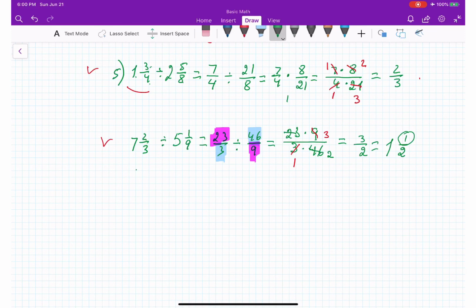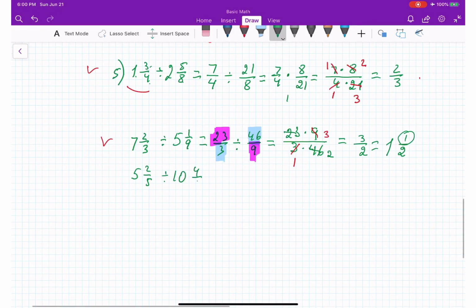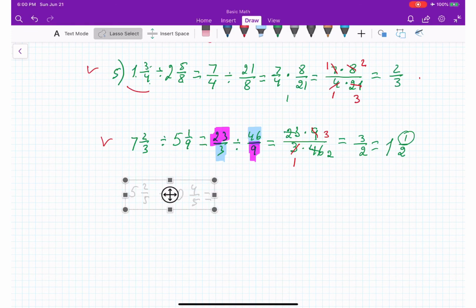Okay? So, and let me do the last one. 5 and 2 over 5 divided by 10 and 4 over 5. Okay, and this one I am doing with the method of, let me see. Okay, flipping. I'll do flipping this time because I did flipping and then cross multiplication. I do another flipping. Okay, be it.